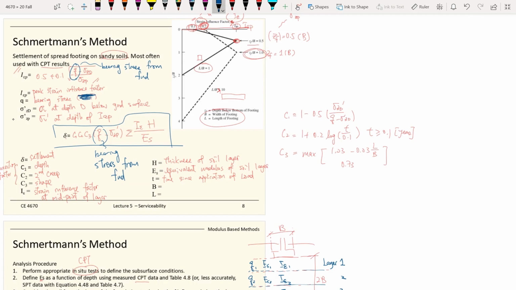So the tip cone resistance from the CPT is needed when we use it to estimate the modulus values. The CPT is not used directly in the Schmertmann calculations here, but this value correlates with the CPT. So that's when we need to use the CPT.